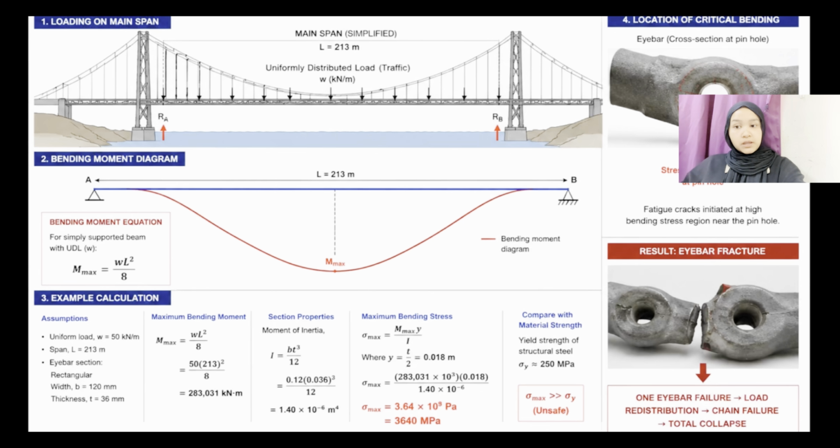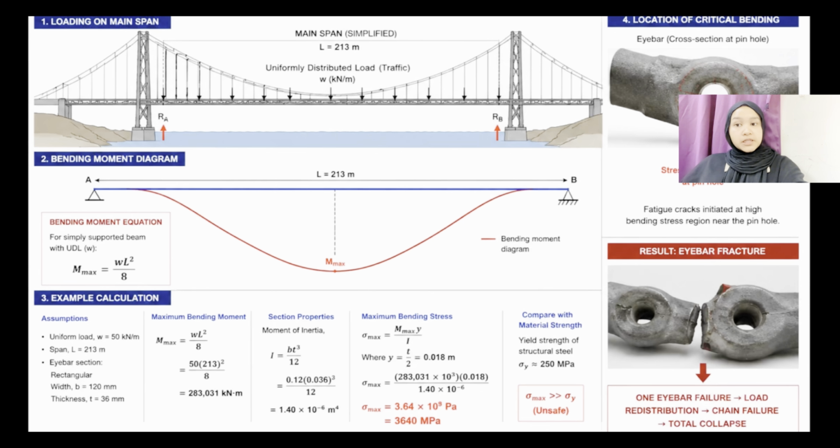Comparing this value with the calculated maximum stress of 10,900 megapascals, we can see that the maximum stress greatly exceeds the material's yield strength. This indicates that the eye-bar was subjected to stress far beyond its safe operating limit. As a result, the material became more susceptible to fatigue damage, crack propagation, and eventual fracture.